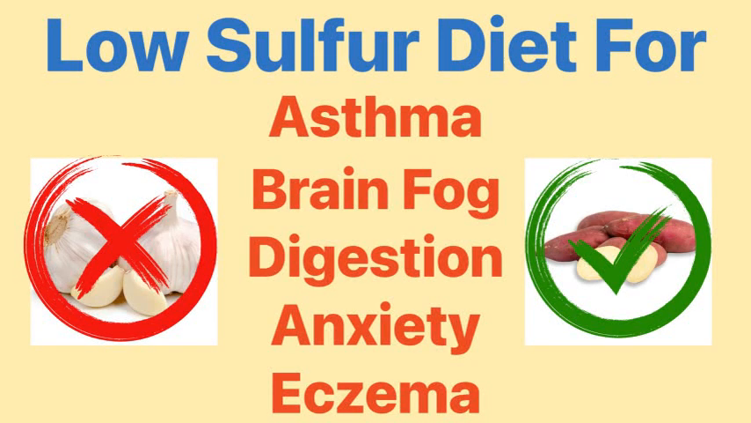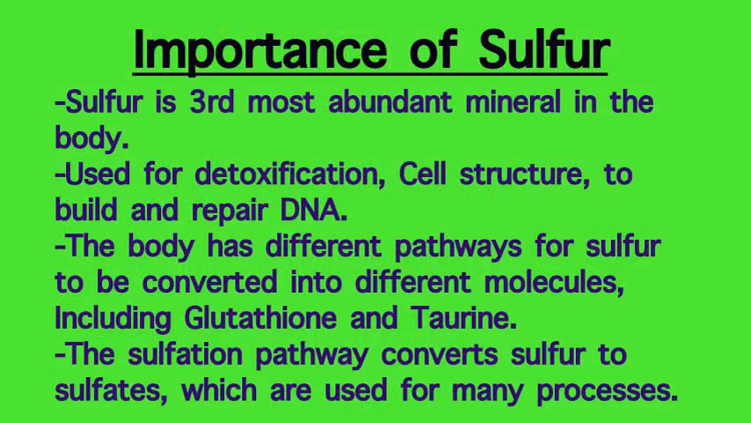This video is going to be about a low sulfur diet for different types of health problems you're having. First off, to start off, the importance of sulfur. Sulfur is the third most abundant mineral in the body. It's used for many different processes, including detoxification, cell structure, and to build and repair DNA.